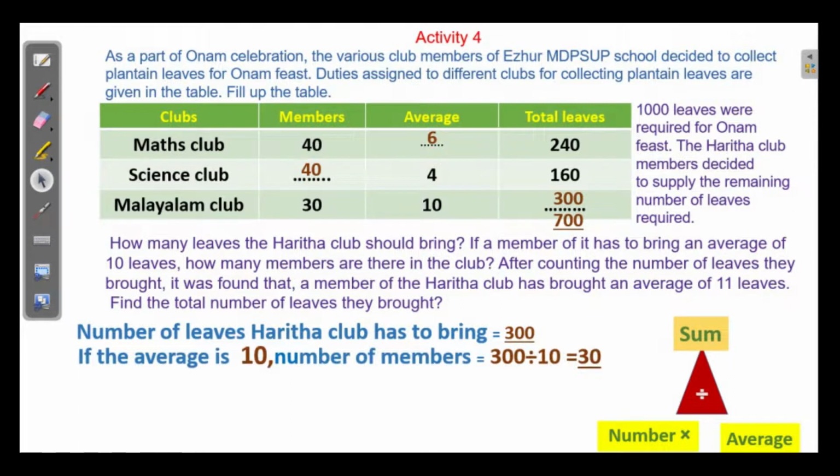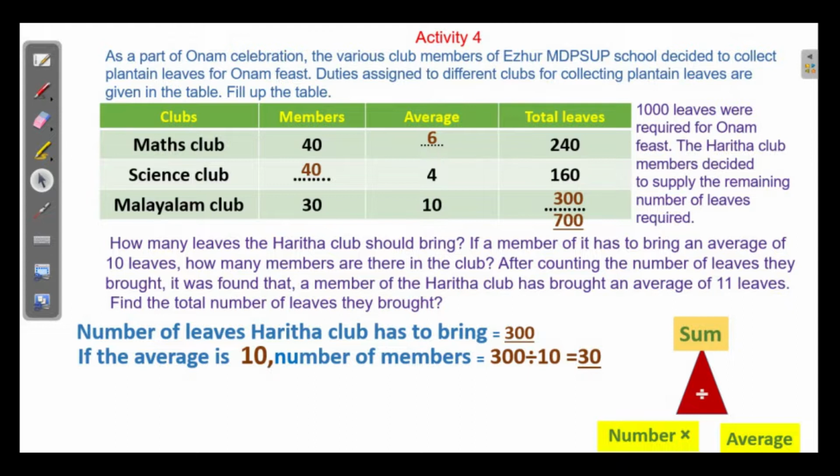Then how many leaves should the Harida club bring if a member of it has to bring an average of 10 leaves? How many members are there in the club? How many members are there? 300 divided by 10 is equal to 30.